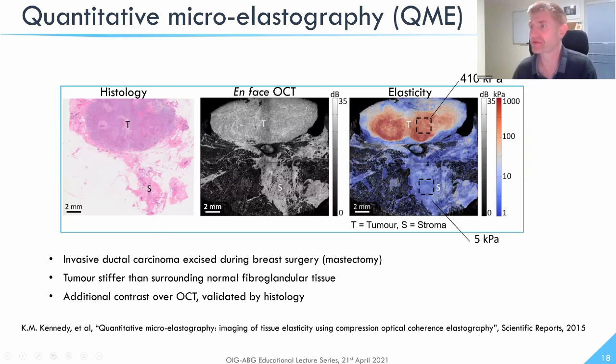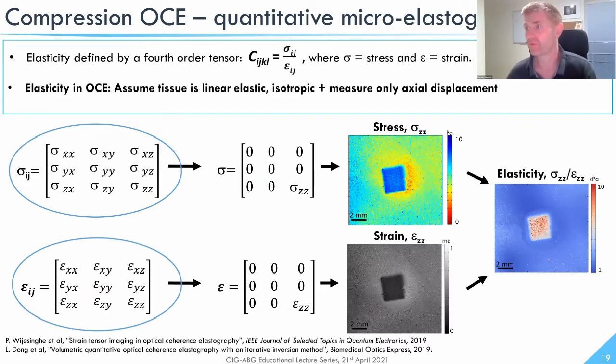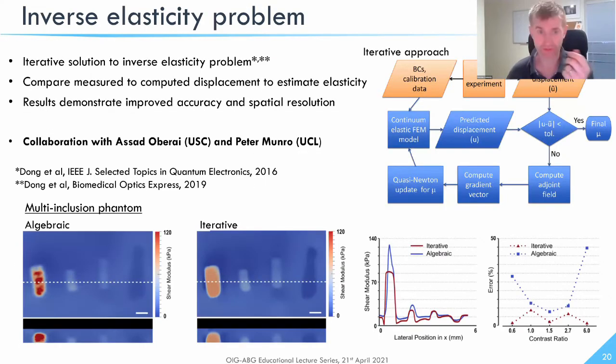I'm just conscious of time, so I might go through the next slide a bit more quickly. This is just to say that we also developed a technique to measure the full stress tensor. This is based on the inverse elasticity problem. We use an iterative approach in collaboration with Assad Oberoi in particular in University of Southern California. And this allows us to effectively remove all of the assumptions and get a much more accurate measurement of elasticity, albeit with a lot more computational time. But this improved the resolution and the sensitivity dramatically.